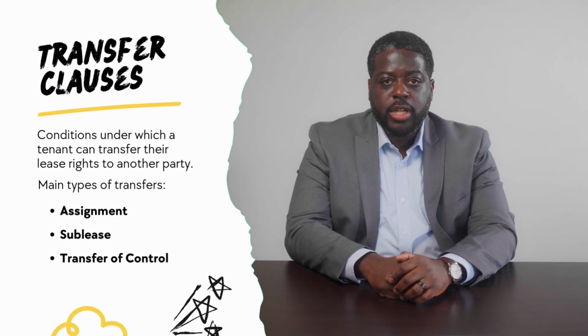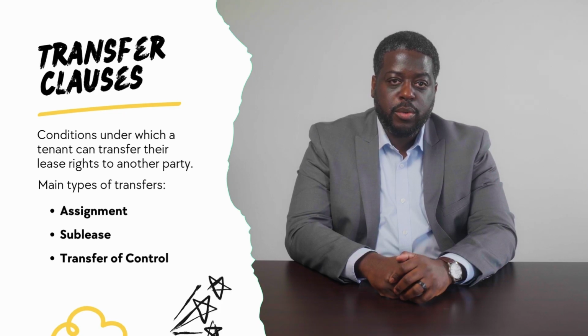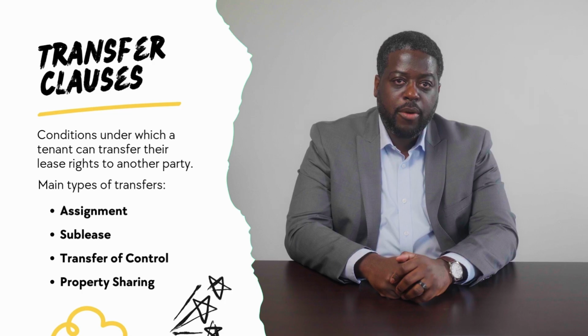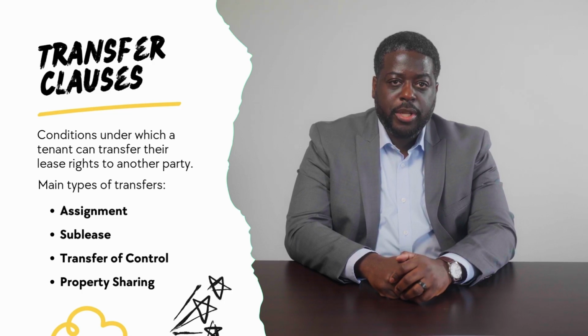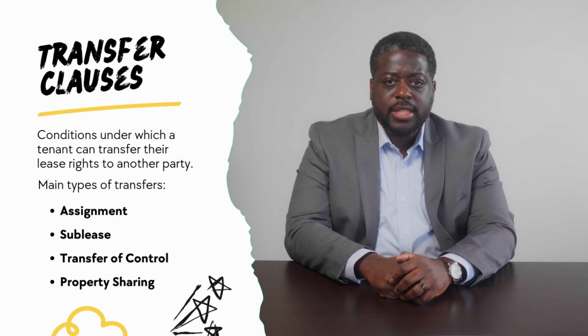A transfer of control can also occur if there is a transfer of the majority of the shares in the business to a third party. Property sharing involves the tenant allowing a third party to use the property alongside them. This is less common and usually requires specific consent from the landlord.